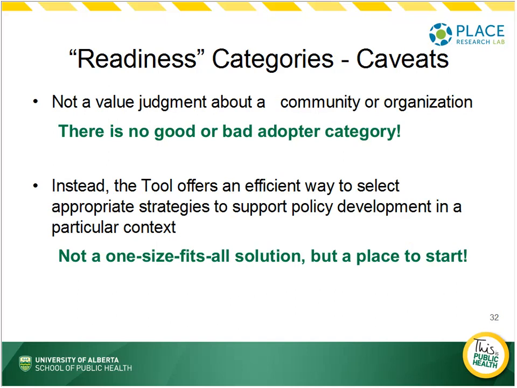So in some cases, an innovator might be the first out of the gate, and it might be very positive in that they're setting the stage and providing leadership on the issue. The risk to being an innovator is that at the same time, you're often doing that in the absence of evidence. And so you are taking a big risk moving forward on a policy idea that may have no evaluation or that very little is known about. So you can see what I mean about, it's not inherently good or inherently bad. There's positives and negatives associated with each of the categories, and that's an important thing to keep in mind. So in that light, the tool offers an efficient way to select appropriate strategies to support policy development relative to a particular context, recognizing there is not a one-size-fits-all solution.